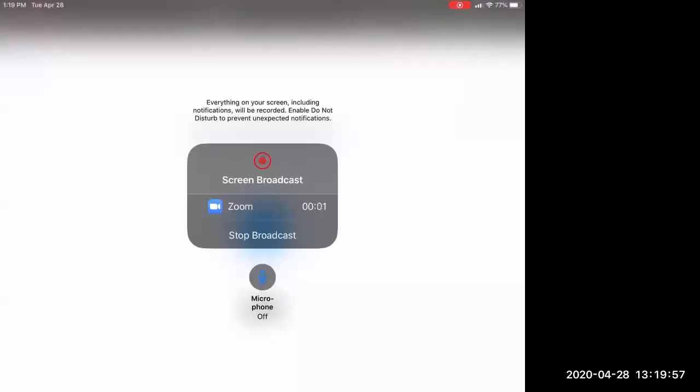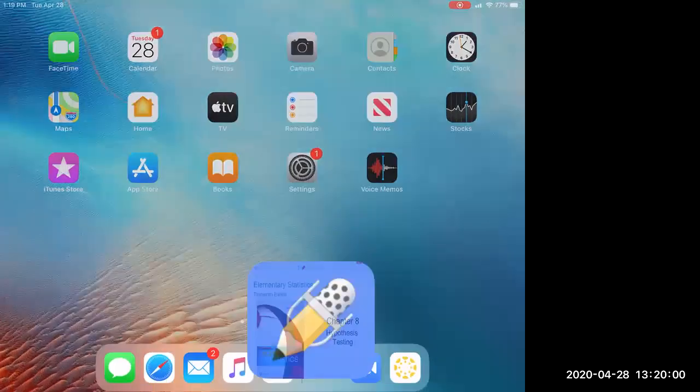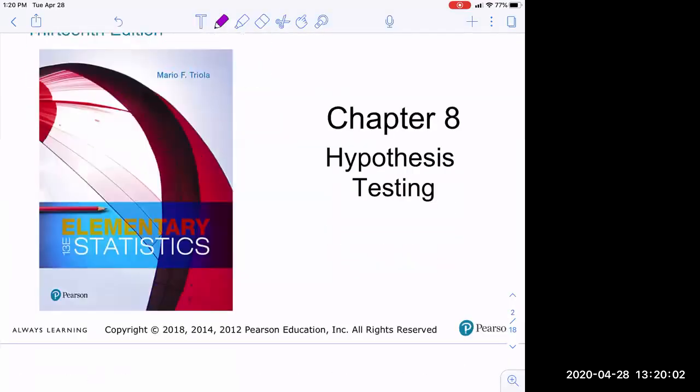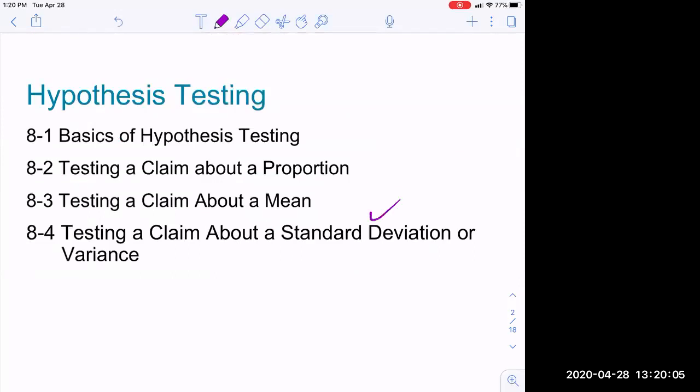I'm going to do section 8. Now we're being recorded. Section 8.4, which is hypothesis testing of standard deviation. My iPad's going all over the place, so let's do it. Hey, look at this. Last section in this chapter, there's only one more left.